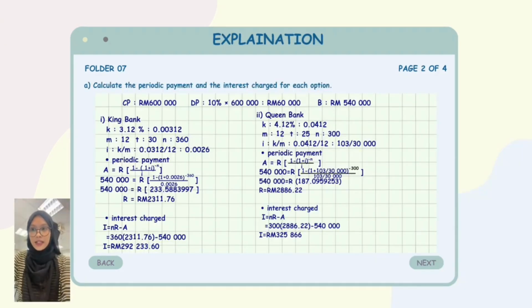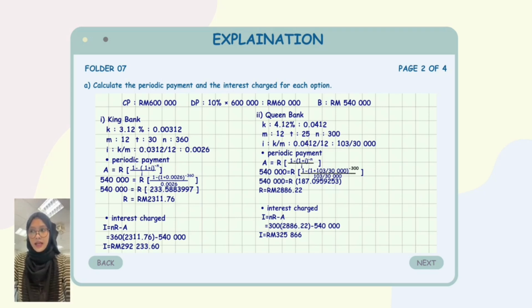Okay, now I will explain case study 2. Mr. Faisal, a senior engineer at Mega Holding, is planning to buy a house costing 900,000, which requires him to pay a 10% down payment. To finance the remaining balance, he has decided to take a loan from the bank that offers the best option. The first option, King Bank, is 9.12% interest compounded monthly for 30 years. The second option is Queen Bank, which is 4.12% interest compounded monthly for 25 years.